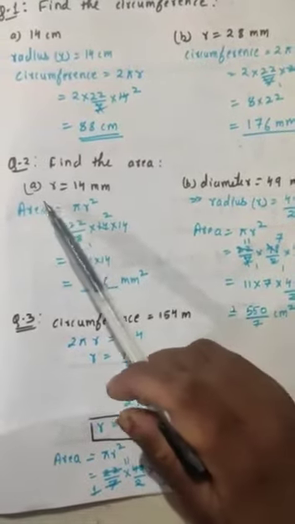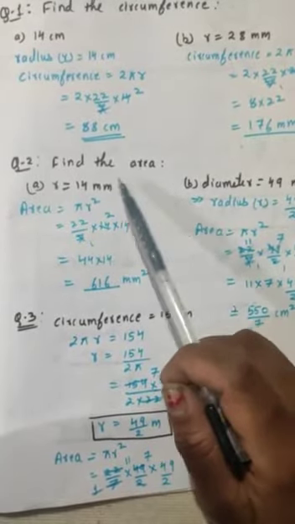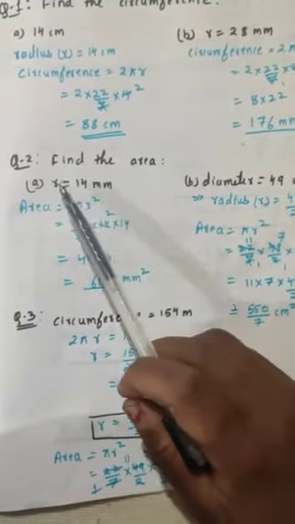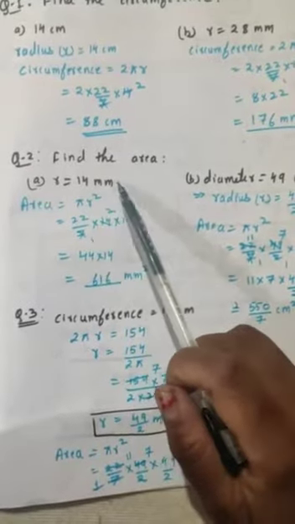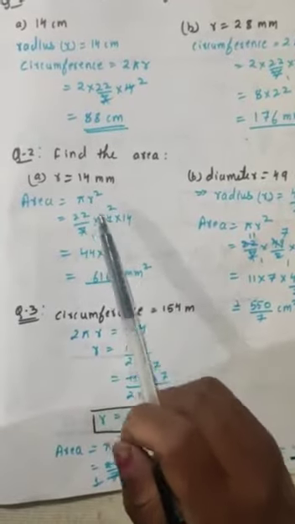Now question number 2, where it is given to find the area. Find the area when the radius is 14 millimeter. When the radius is 14 millimeter, the area will be given by the formula pi r square. R square means r into r.